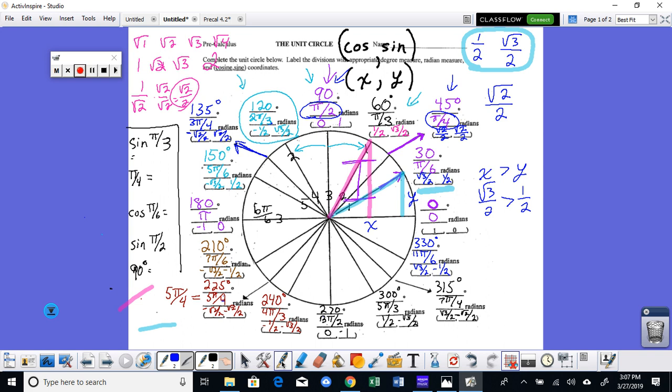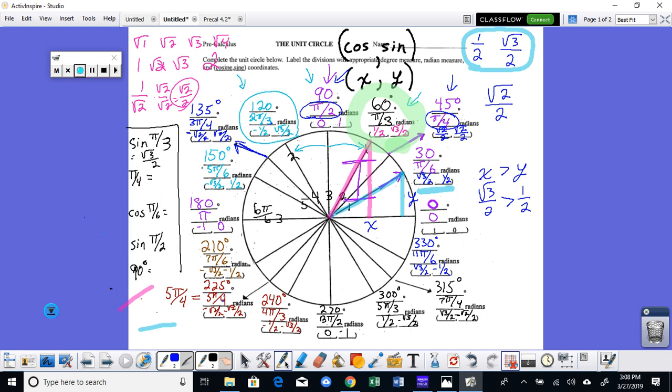What'd you get for sine of pi over 3? All right, so I'm going to go to pi over 3. Get a highlighter so I can, yeah. Pi over 3 is here. Sine is my y. So it is the square root of 3 over 2. Agreed?